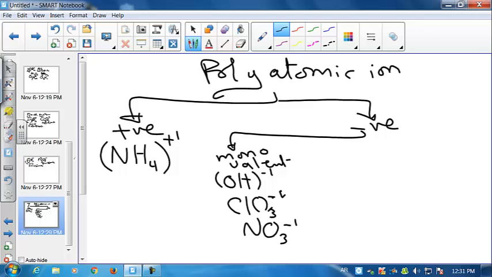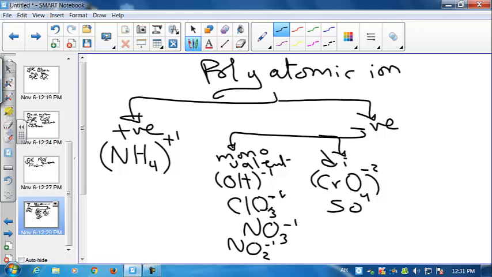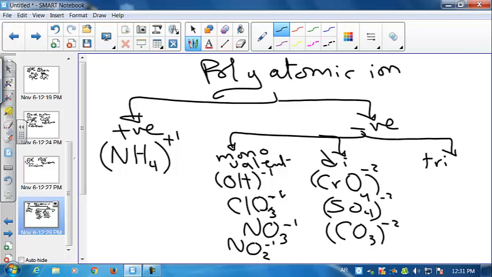Okay, like nitrite NO2 -1. It can be a divalent anion, like chromate CrO4 -2, sulfate SO4 -2, carbonate CO3 -2, or it can be trivalent, and you have only one example here, which is phosphate PO4 -3.